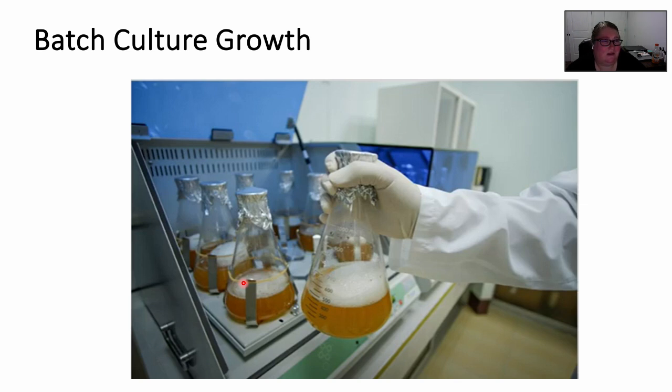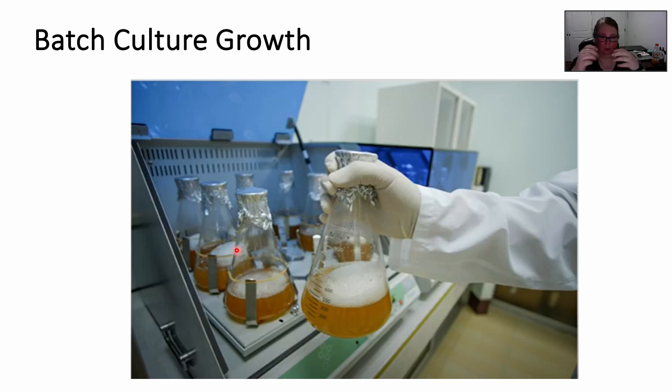Remember, batch culture is an ideal condition. So we have perfect temperature, we have perfect pH, we have excess nutrients, and perfect osmolarity. Okay, because we can swirl, these are actually on what we call a shaker, and it does exactly what you think it does.